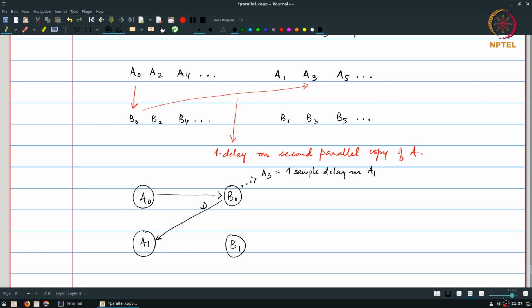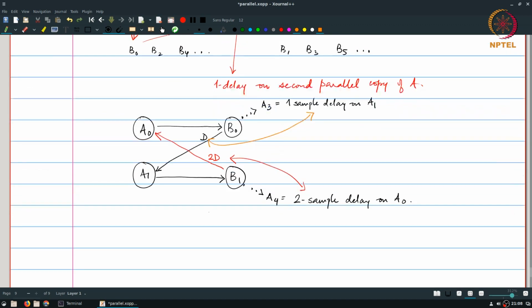Now what about the next edge? From A1 there is a direct dependency to B1, but from B1 what I have is a dependency to A4, which is a two sample delay on A0, which basically corresponds to this edge shown in red, but now with two sample delay, right? Just as this one sample delay corresponded to this value out here. So this is kind of interesting. What exactly have we got as a result of this unfolding process?